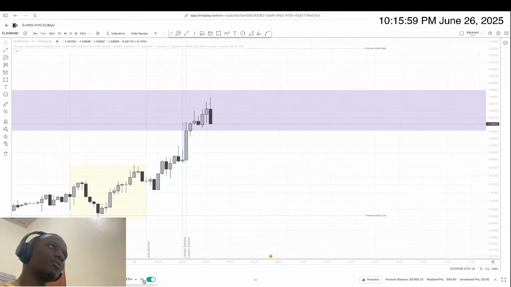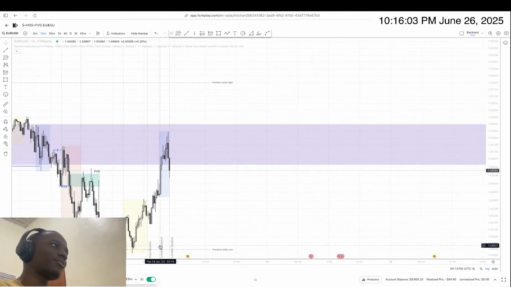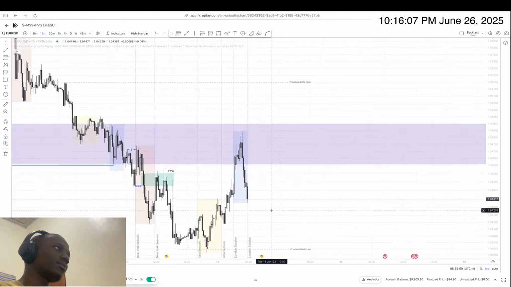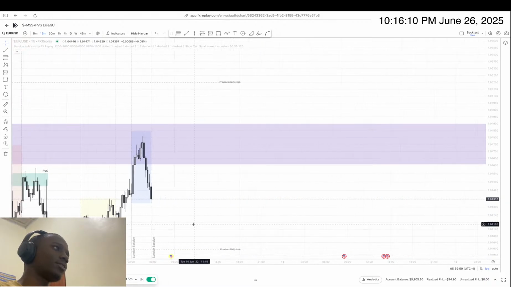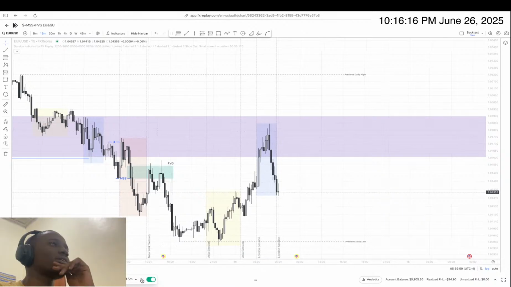So we turn into the breaker, this breaker block from the 4-hour, and we start to drop. It's still London session, but you can see we took out this high from yesterday, so the New York session high.